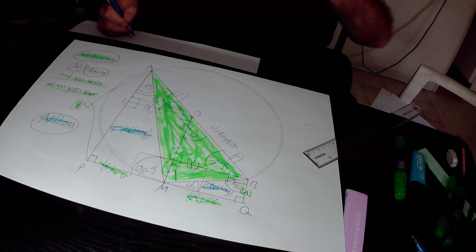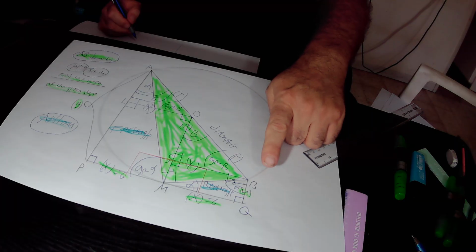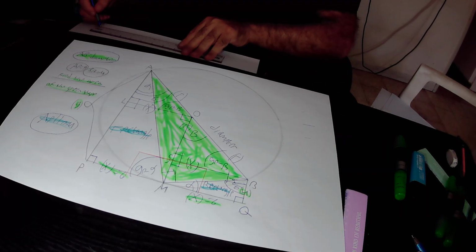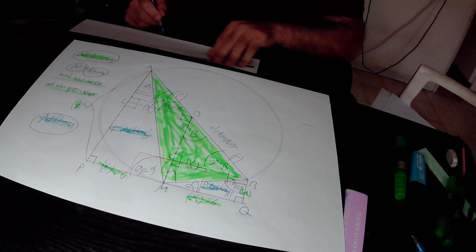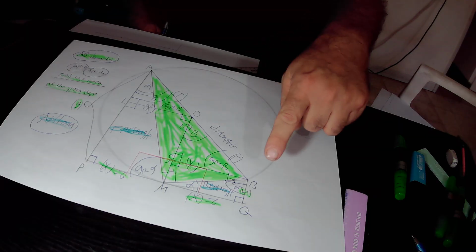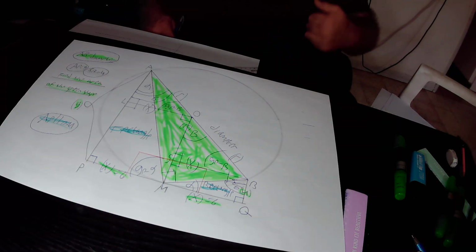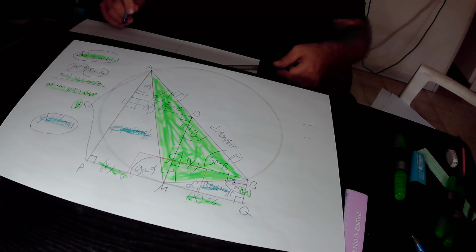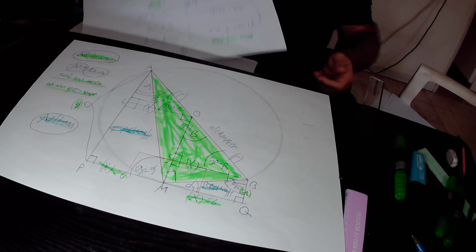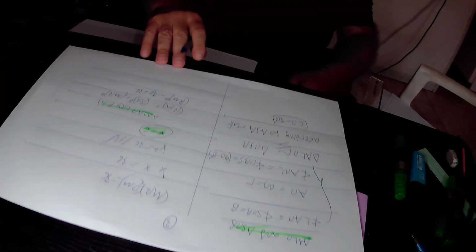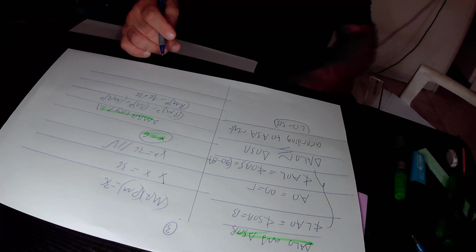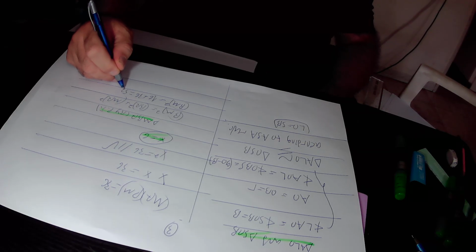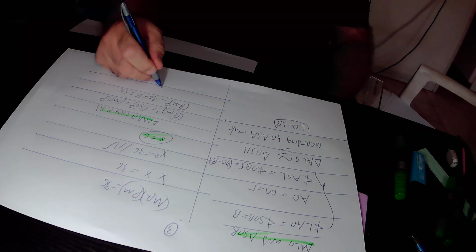equals BQ squared. BQ is 4, therefore BQ squared is 4 squared, that is 16, plus MQ squared. MQ is 6, therefore MQ squared is 6 squared, that is 36. So in total, BM squared equals 16 plus 36. 16 plus 36 is 52. So BM squared equals 52.